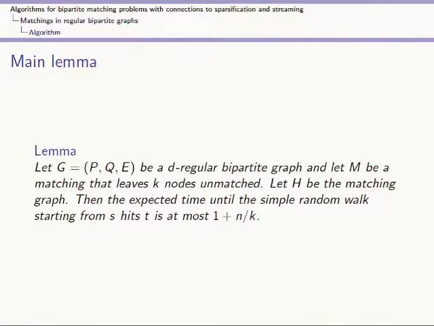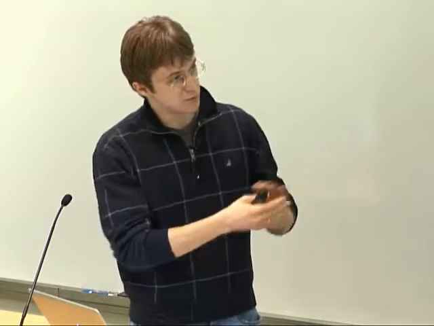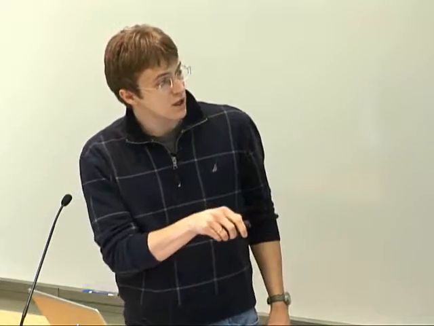So the main lemma in our analysis will say the following: if we have our d-regular bipartite graph and a matching M that leaves K nodes unmatched on each side, then the expected time until the simple random walk in the matching graph that we start from the source hits the sink is at most 1 plus N over K. So when we start with a very small matching that leaves a lot of nodes unmatched, K is large, and it will be extremely easy to find an augmenting path with respect to this matching. It will get progressively harder, but the cumulative effort will be small anyway.